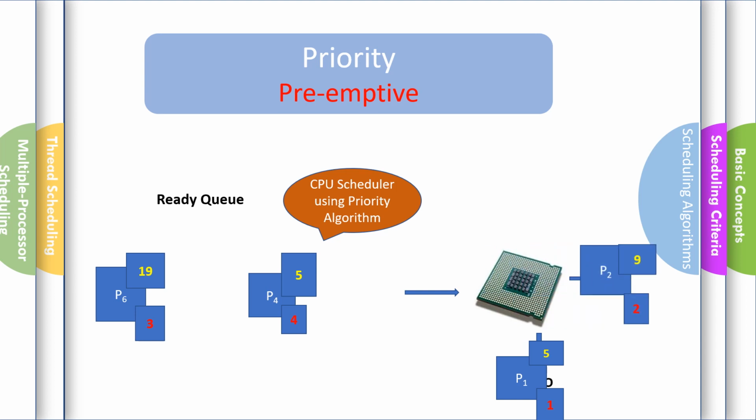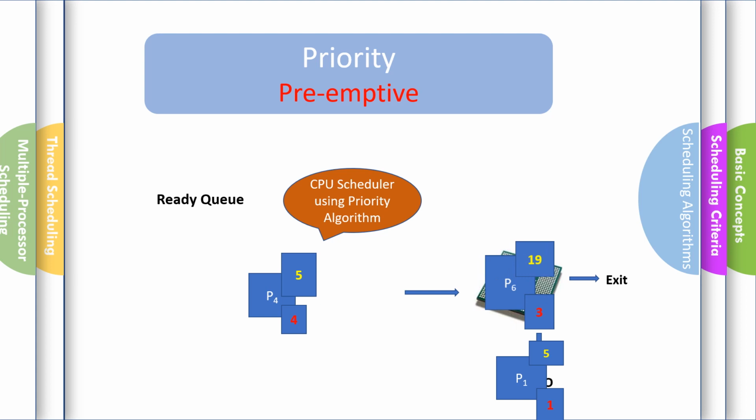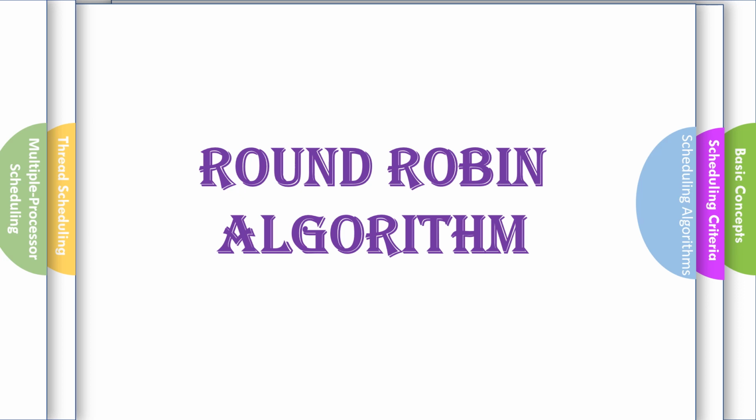P2 finished its execution and it exited. Now in the ready queue, there is P3 and P4. So which process will be given priority? Yes, P3, P6, which is having a priority of 3. So that gets executed and then since P1 finished its IO processing, it comes back into the ready queue and it will be executed. It will print the running process and it will take charge of the CPU for its execution. So that is priority scheduling.